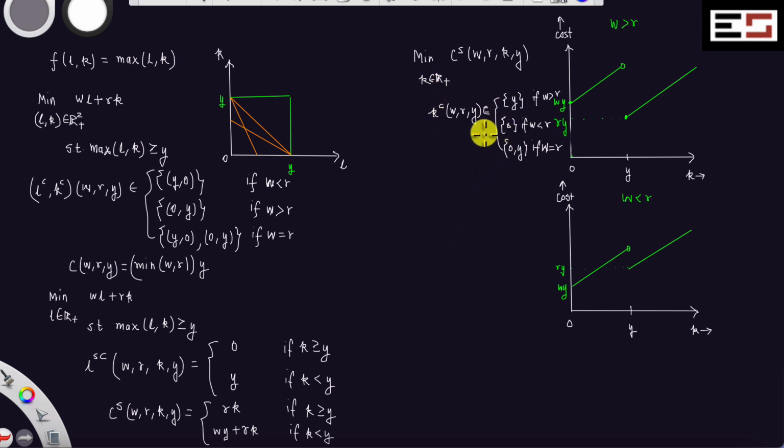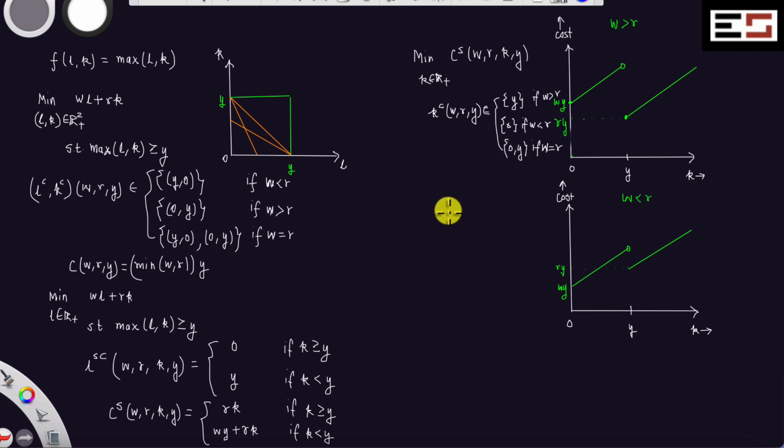Okay, so now notice that this is exactly what we obtained here, right? When we solved the long run cost minimization problem, the conditional capital demand function was 0 when w is less than r. When w is greater than r, it is y. And when w is equal to r, it can be either 0 or y, and that's exactly what we have over here.